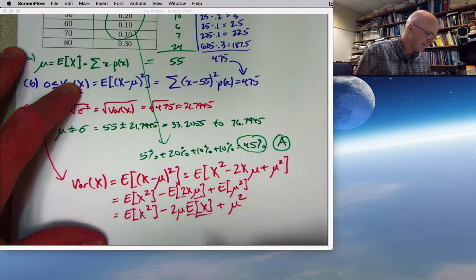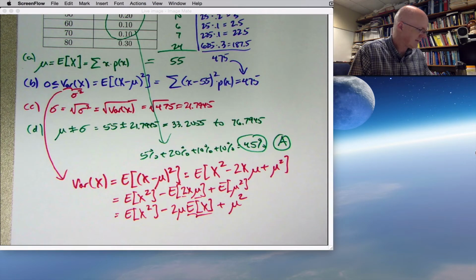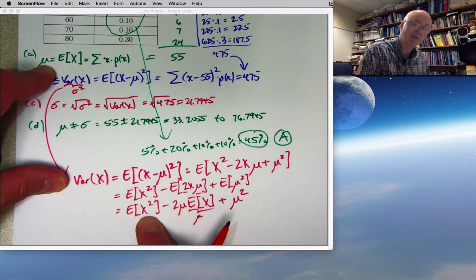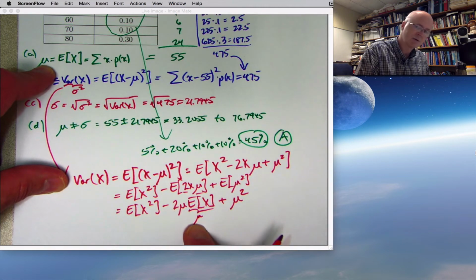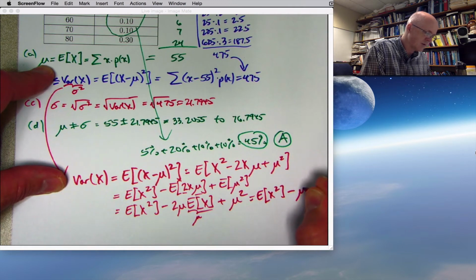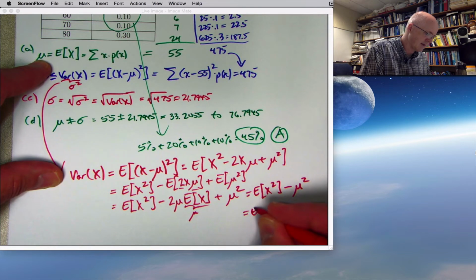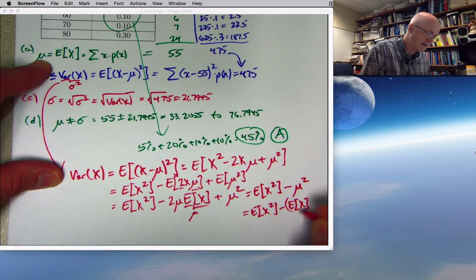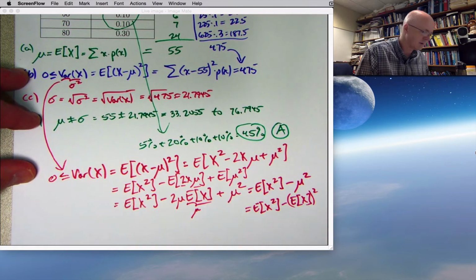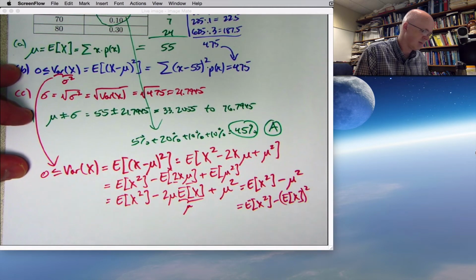Now look at this thing right here. That's the expected value of x. That's the mean of x. That's mu itself as well. So what I have here is the expected value of x squared, the second moment of x, minus 2 mu squared plus mu squared. This is the same as the expected value of x squared minus mu squared. Or if you prefer, the expected value of x squared, the second moment of x, minus the first moment of x, quantity squared. And again, this has to be non-negative, greater than or equal to 0. And that means the second moment is always greater than or equal to the first moment squared. That's actually a pretty important fact.